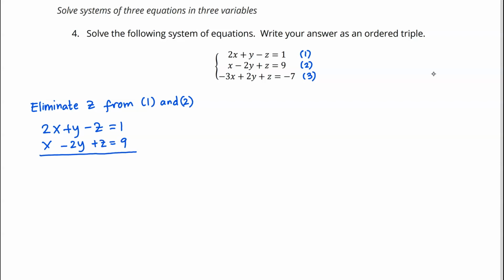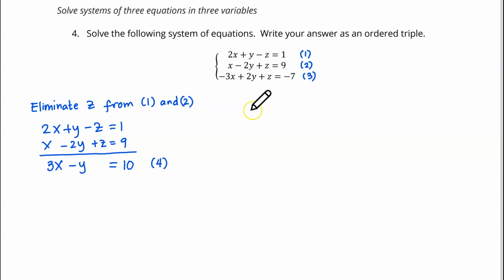So adding the 2 equations, we have 2x plus x, 3x, y minus 2y, so y plus -2y is -y, and -z plus z is just 0. So we don't write that anymore. And then 1 plus 9 is 10. We call this our equation 4.